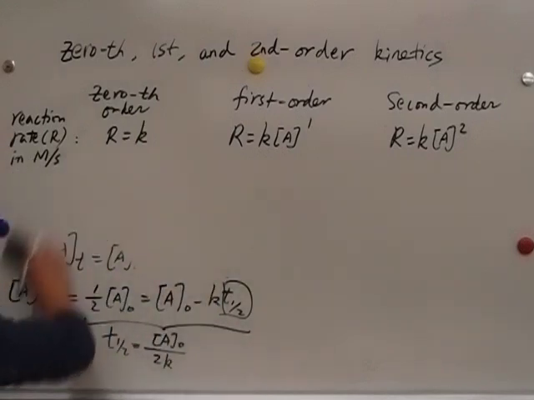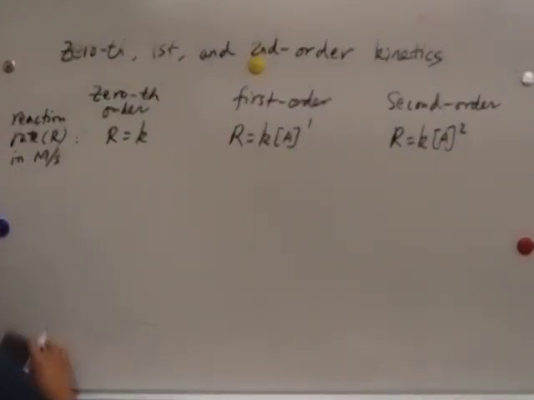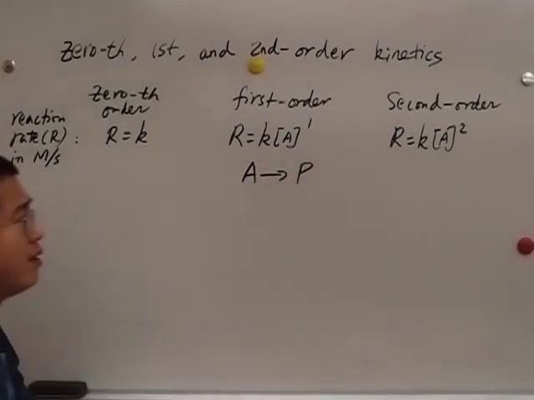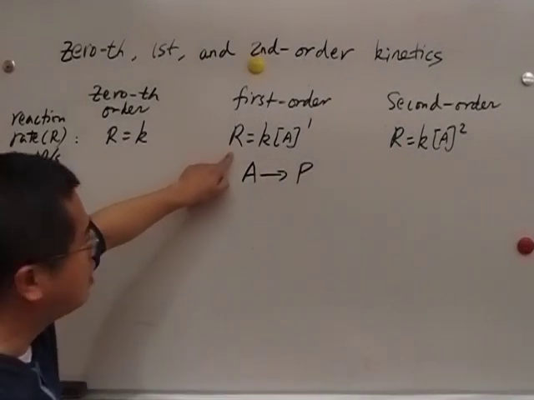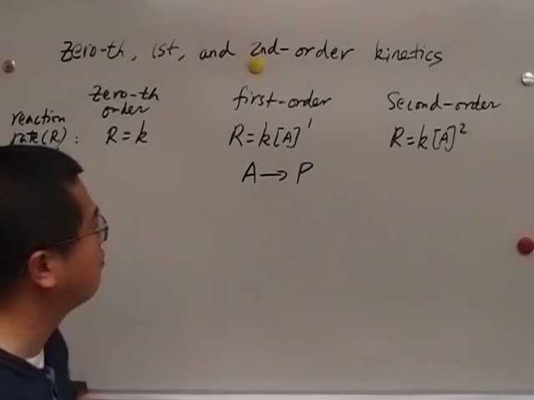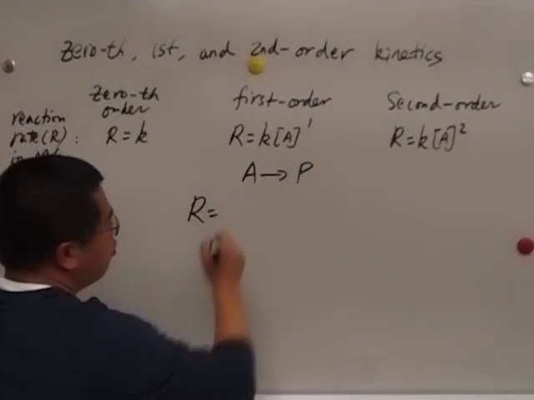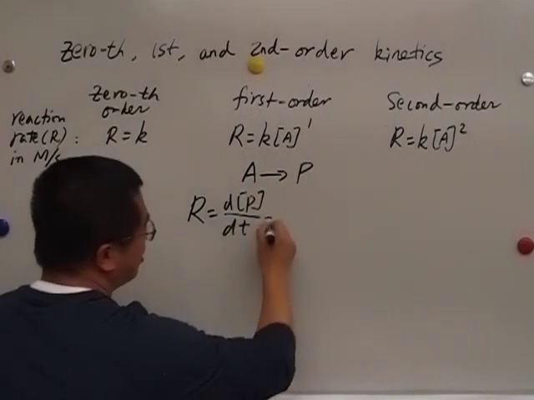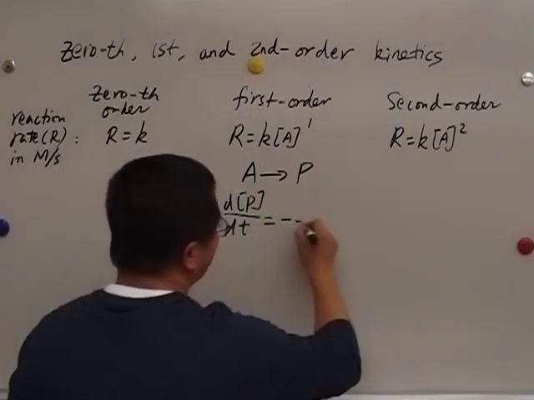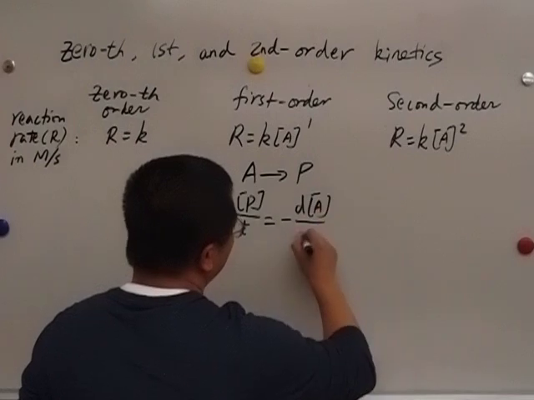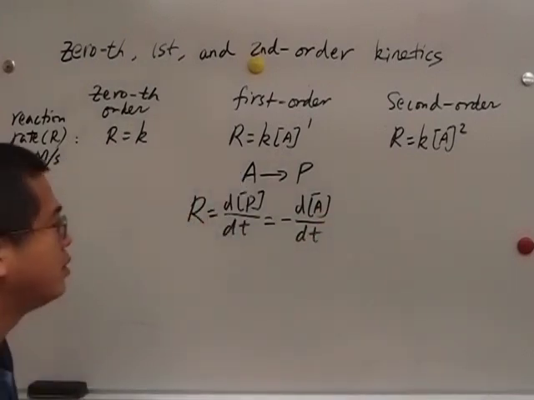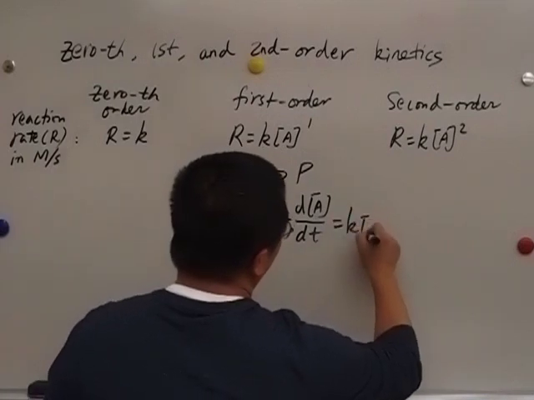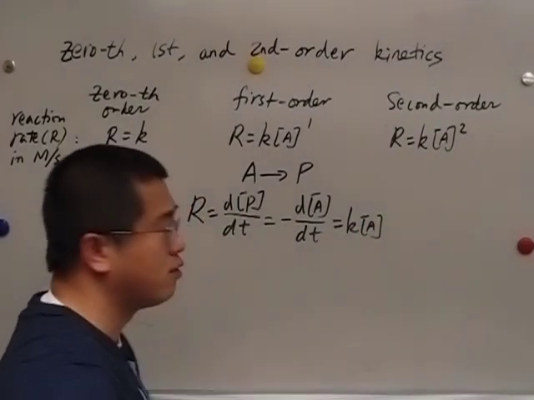Okay, first order reaction. First order reaction, again, I'm going to give you an example here from A to P, but this time the reaction rate is proportional to the concentration. So again, we know the reaction rate is how fast the product is formed, and it is also how fast the reactant is consumed. So we have this equation, we also have that equation, and we are looking at another differential equation here.